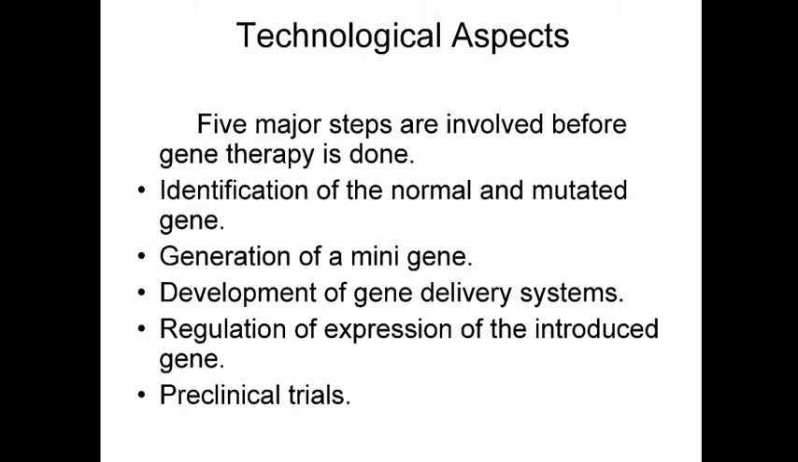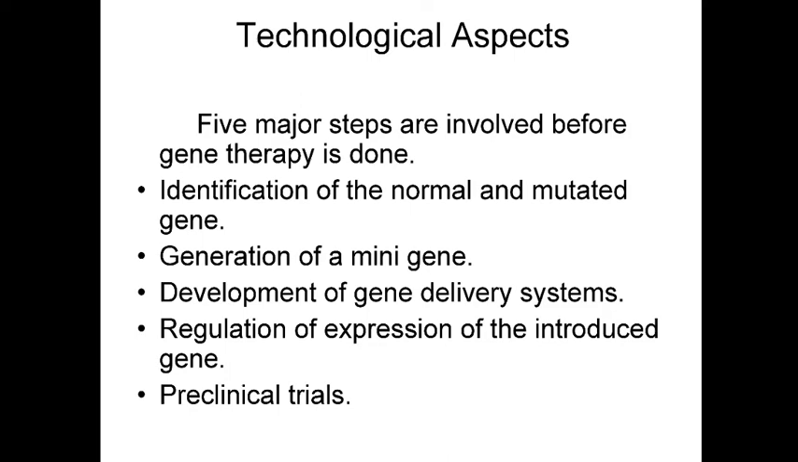The second step is generation of a mini gene. Generally, the gene is a larger one. It's not possible for us to transfer it into any carrier molecule and thereby we have to construct a mini gene. After the construction, the third step is the development of a gene delivery system. For the transfer of this mini gene into the recipient, we have to create a gene delivery system or carrier model.